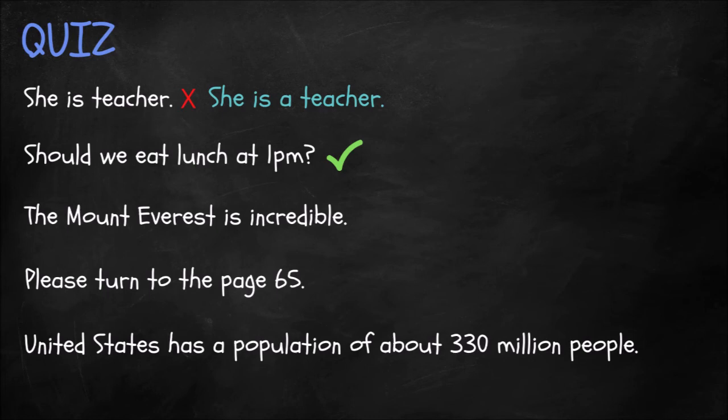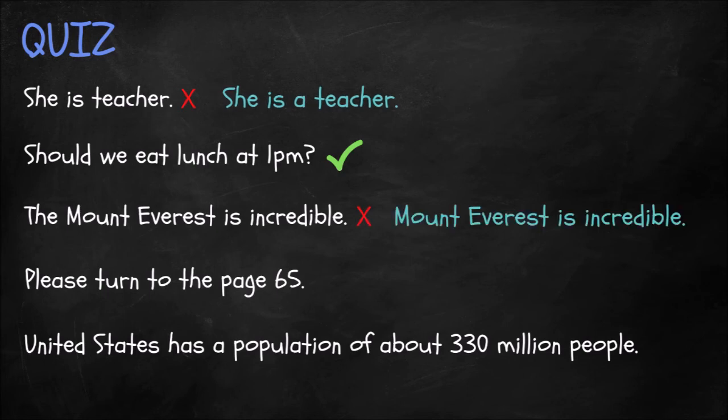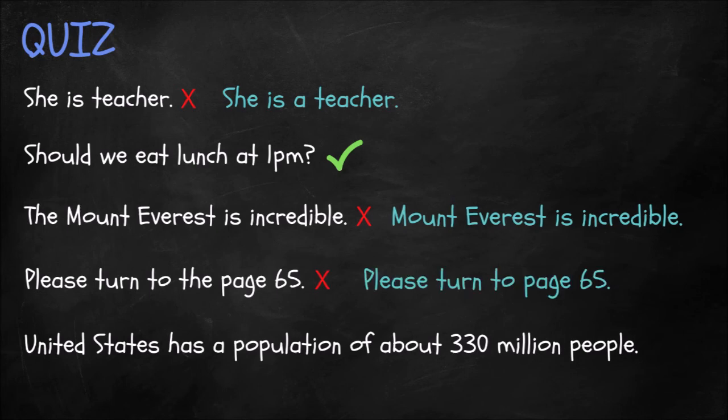The Mount Everest is incredible. Incorrect because with single mountains, we don't use an article. Mount Everest is incredible. Remember, with mountain ranges, you do use an article, but single mountains, no article. Please turn to the page 65. This one is incorrect because remember, when a noun is followed by a number, we don't use an article. So it should be, please turn to page 65.